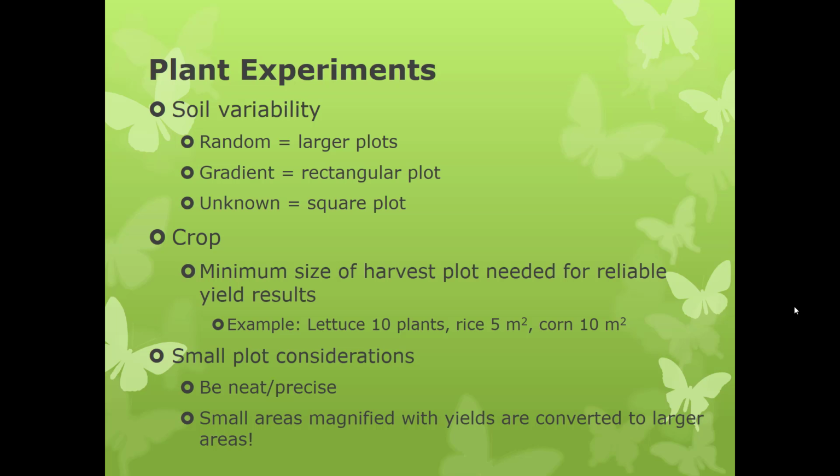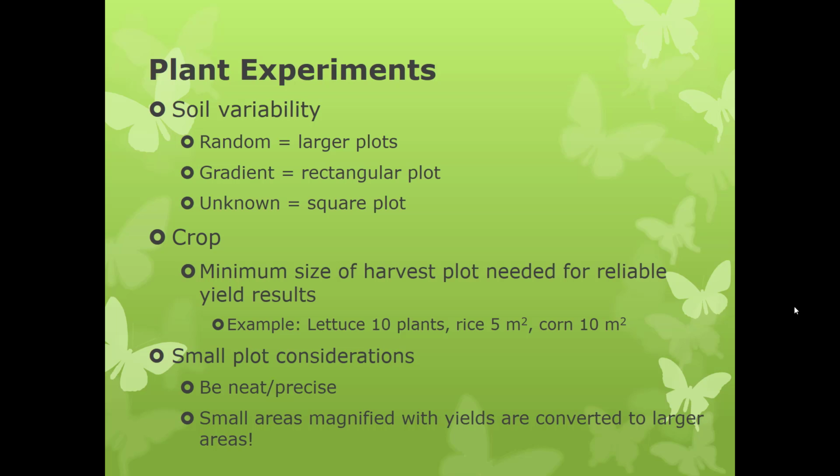If you are looking at a cropping system, where you're harvesting crops and considering tonnage and yield and that type of stuff, the minimum size of the harvest plot needed is really a big consideration. So, for example, if we were growing lettuce, you might be able to get a good idea of lettuce yield with 10 plants. But with rice, you probably need 5 meters squared to detect a difference if there's one there. And with corn, which is even more variable than rice, you actually need 10 meters squared.